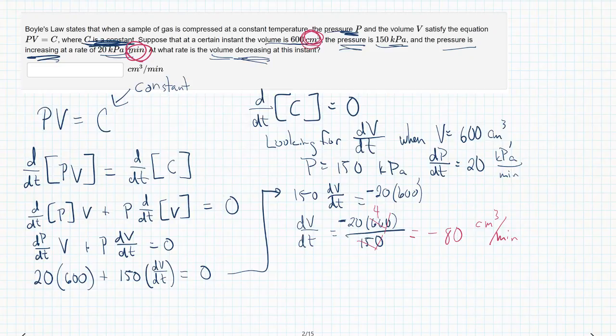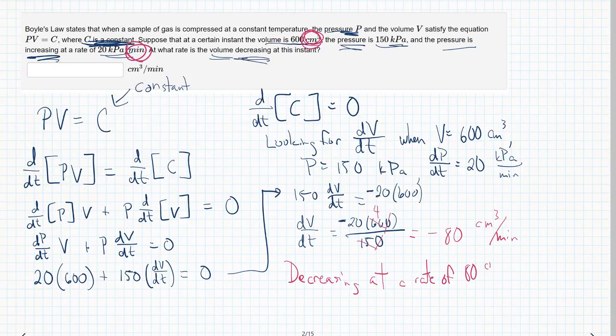So notice it's negative, so that means it is decreasing. The problem actually wanted at what rate is the volume decreasing? Decreasing at a rate of 80 cubic centimeters per minute. Okay. So hopefully that makes sense on that.